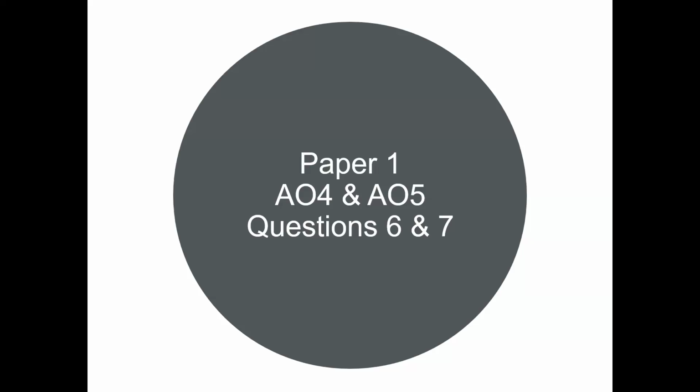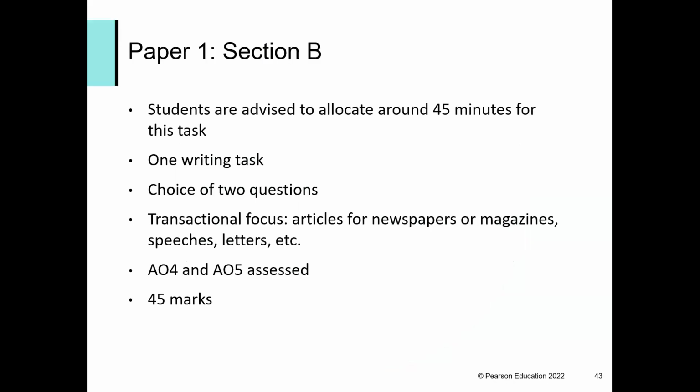So on paper 1, AO4 and AO5 are assessed in questions 6 and 7, but students only pick one of those questions. So students are advised to spend about 45 minutes on this question. One writing task from a choice of 2. The focus is transactional writing, so articles for newspapers, magazines, speeches, letters, and so on. 45 marks available for this writing question.